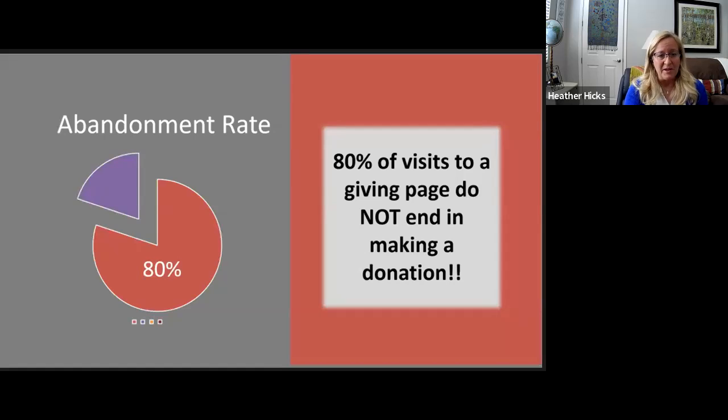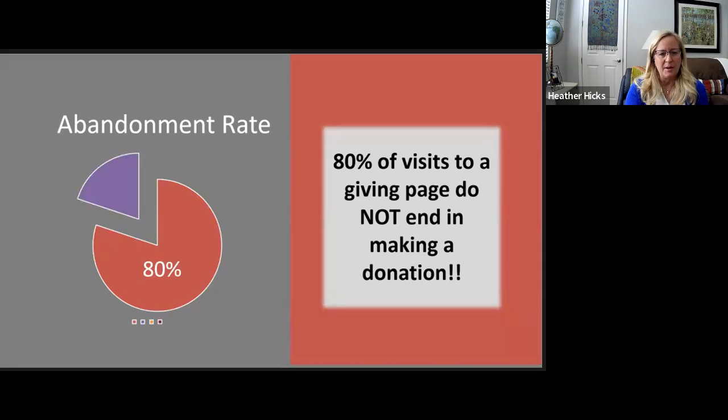And some of you may be tracking how many people go onto your giving pages and how many people convert. If you do, great. That means you've got some great software. If you don't, then you're stuck looking at this going, 80%. Oh no, we do want to reduce that. What if you reduced it down to 50% or even 40%, half of this huge number?